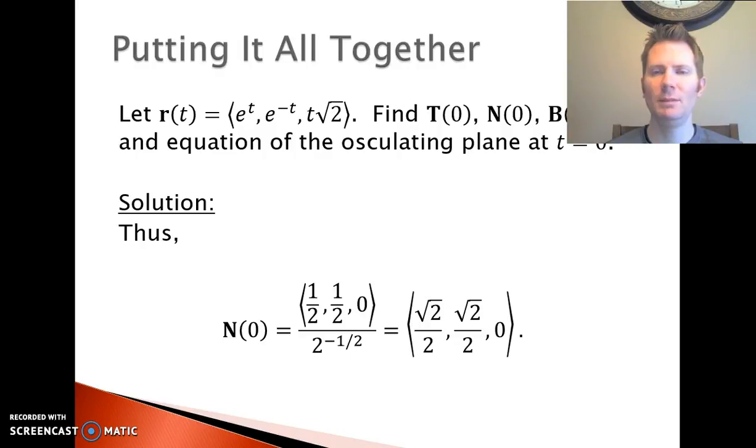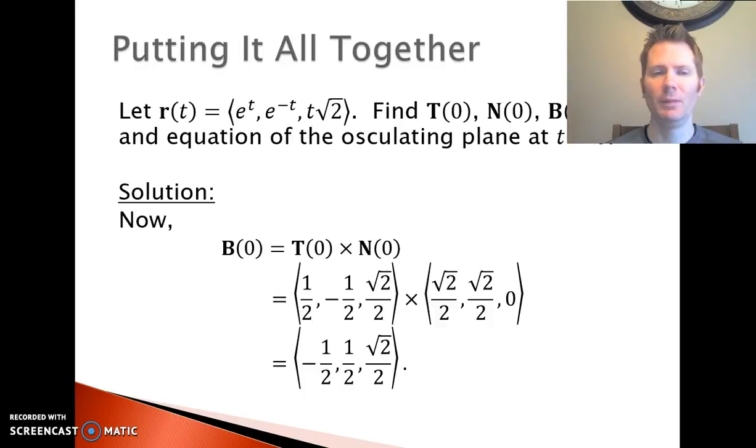B of 0 is simply produced by taking the cross product of T of 0 and N of 0. So this was T of 0, this is N of 0. If you do their cross products correctly, you come out with this vector for B of 0. Negative 1/2, 1/2, square root 2 over 2. Again, I'm leaving the details to you. Make sure that you can find that cross product and verify that that is in fact the value of B of 0. Last thing to do is to find the equation of the oscillating plane.